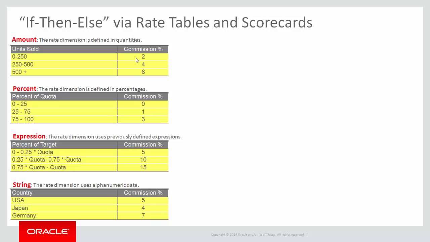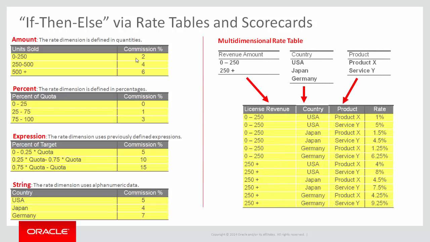In the compensation plans lecture, we also talked about the concept of multidimensional rate tables. This is where you can start combining multiple dimensions in order to do some really advanced if-then-else logic. So in the example here on the right, if the license revenue is between 0 and 250, and if it's in the country of the United States, and if it was for product X, then pay 1%. And then if it was between 0 and 250, and if it was in the US, but it was for service Y, then pay 5%.